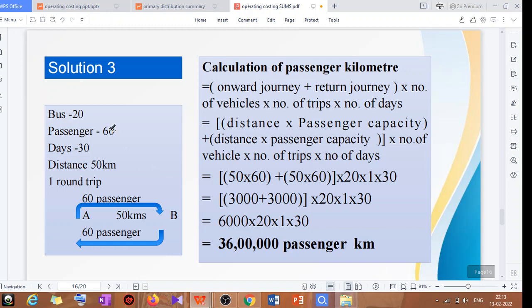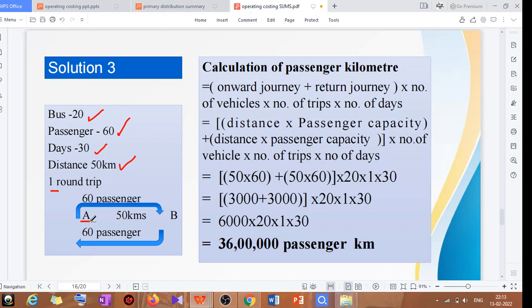First you mention all the information. What is our number of bus? It is 20. Passengers 60. Onward and return it is same. Clear. Days operated in a month, it is 30 days. Distance one side it is 50 kilometer and they have mentioned directly it is a one round trip.